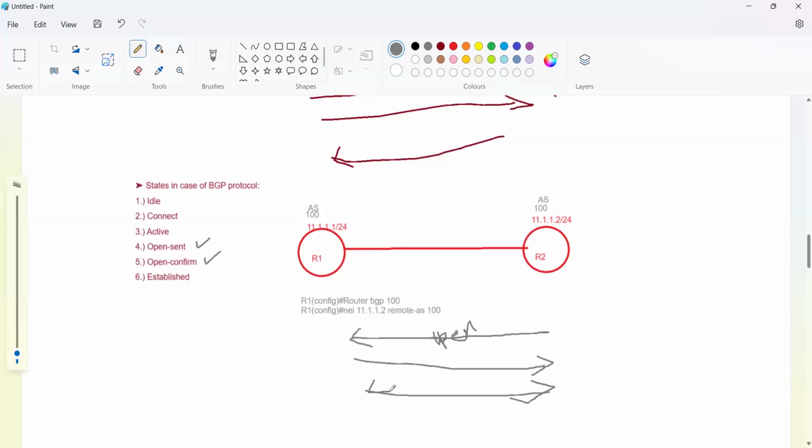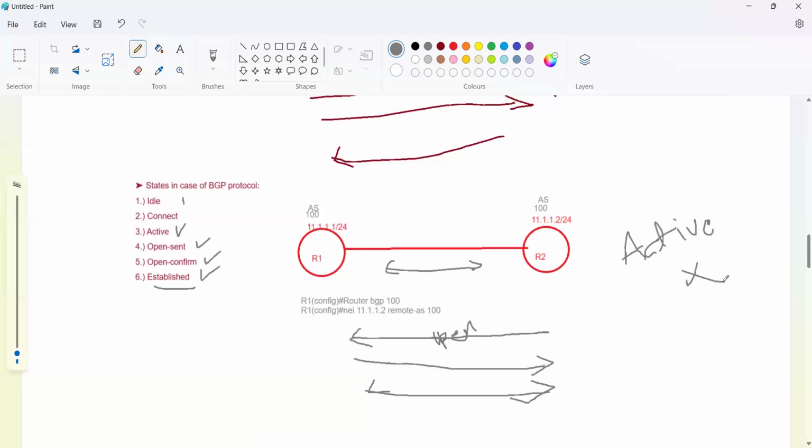Finally, they establish the connection. What about active? If anything is mismatched or something happens and the neighborship is not formed, then it will move to the active state. Active means the neighborship is not formed. If you see the active state, the neighborship is not formed. Whenever you see established between two neighbors, only then is the neighborship formed.